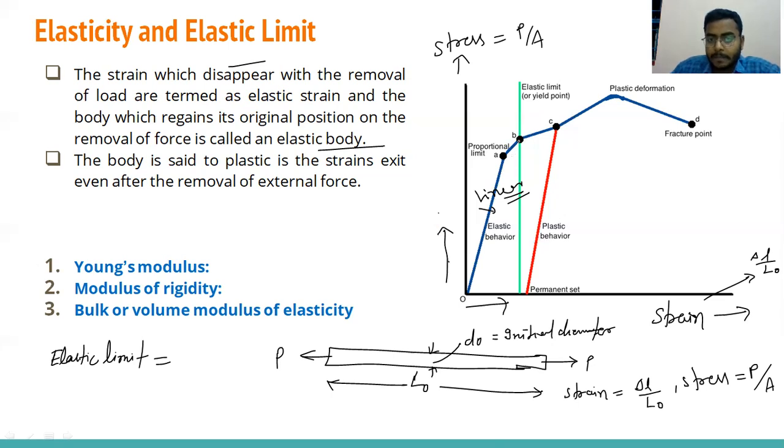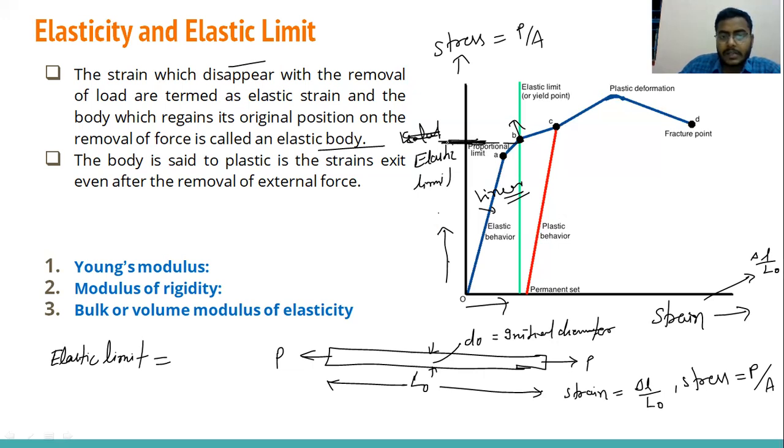Beyond B, it will show some permanent strain, some permanent deformation. So this is called the elastic limit or yield point. This point we can call the elastic limit.